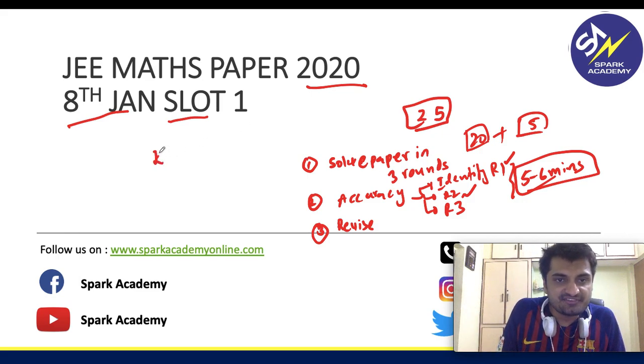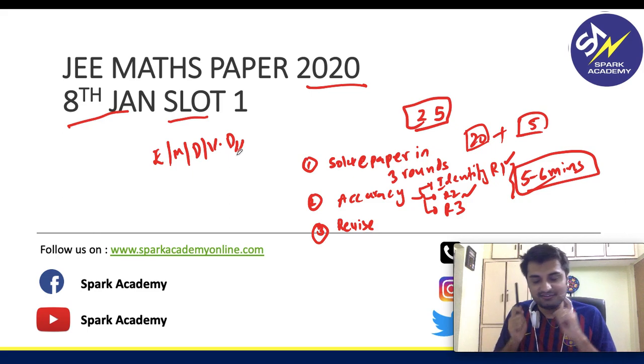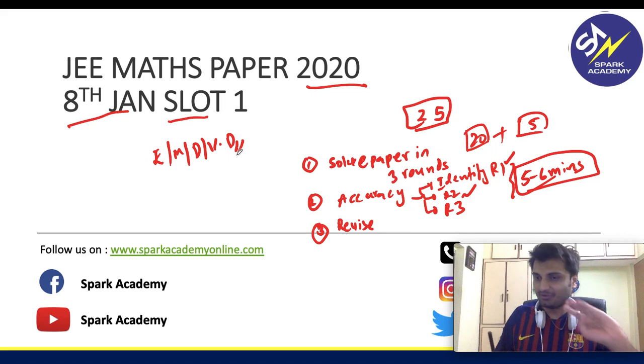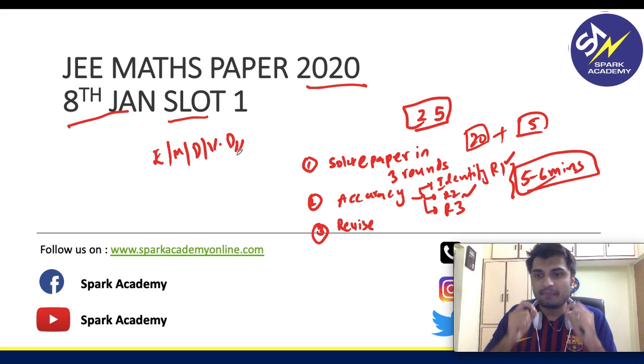There will be a few easy, a few moderate, a few difficult, and a few very difficult. If you're identifying which questions are easy and moderate and solving them, you're sorted, guys. You'll get 99 percentile for sure in maths. So this is how we will go ahead with our strategy here.